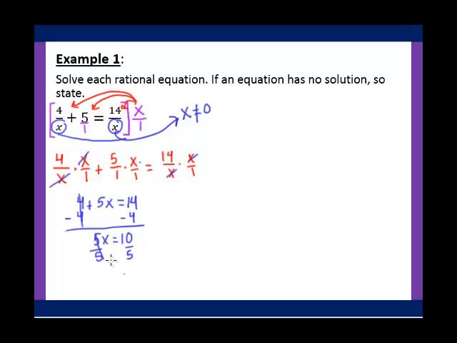So we subtract, then we divide. 10 divided by 5 is 2. So we got x equals 2. That's not a problem. We're allowed to plug in 2 here at the bottom. So that means our answer is x equals 2.